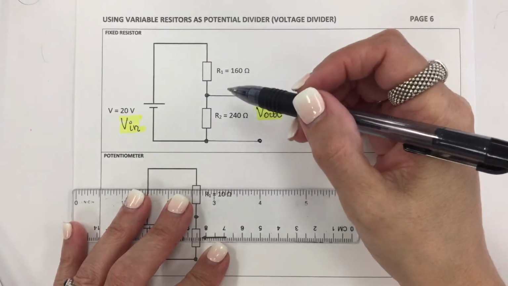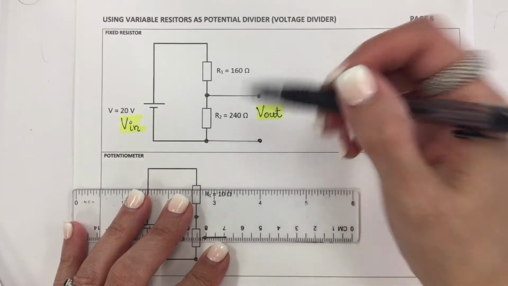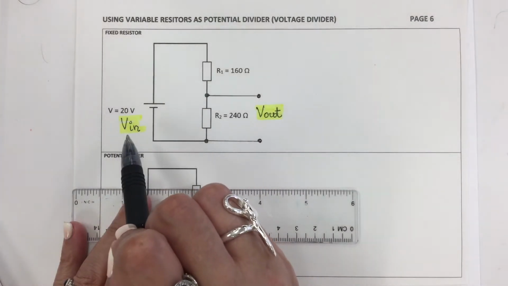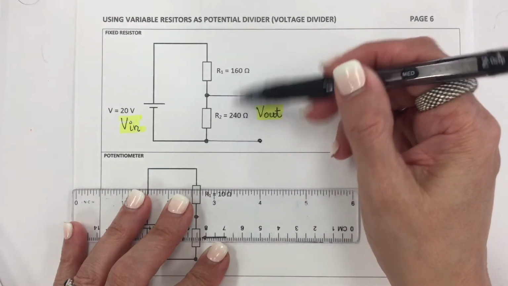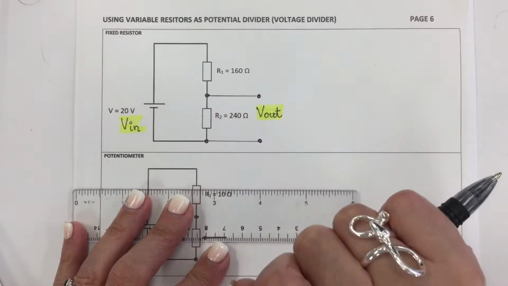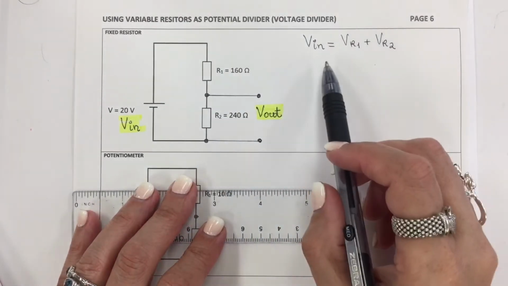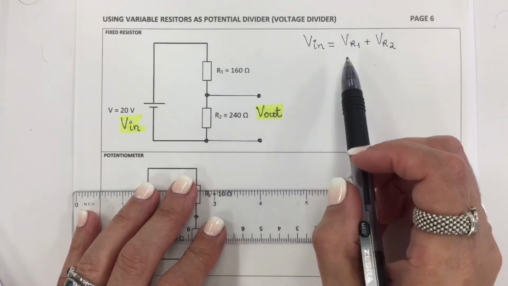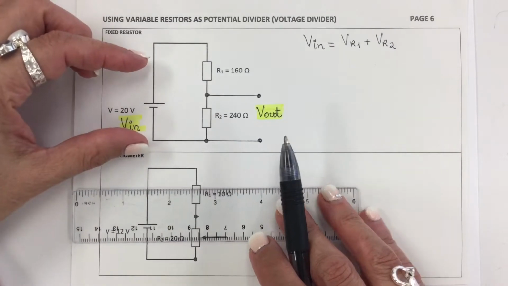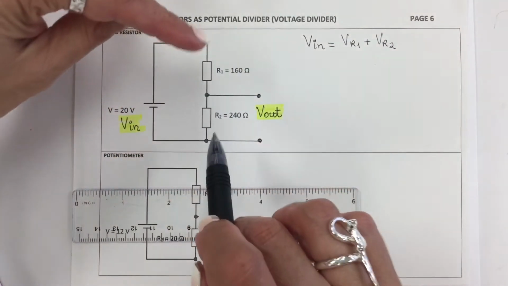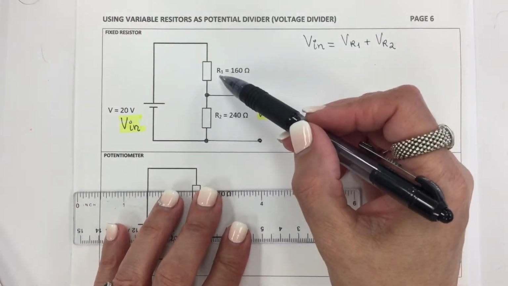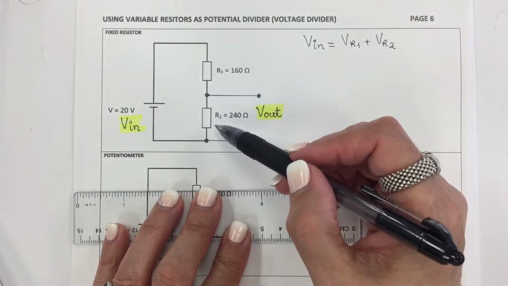Now the question is, how can I create a shortcut to calculate the output voltage just in terms of Vin, the input voltage, and the resistors, without including the current flowing in the circuit? Now let me start with this equation. So this equation is for a circuit in series. So the input voltage is going to be shared between both resistors. So input voltage is equal to the voltage drop over R1 plus the voltage drop over R2.